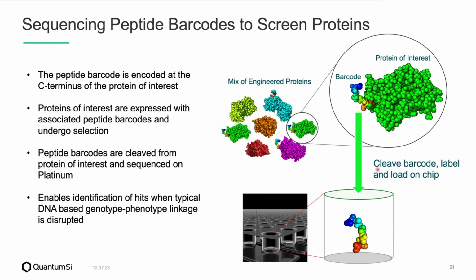Now, I think this is going to be a very helpful workflow in cases in which your typical DNA-based selection methods that have a genotype-phenotype linkage can be disrupted. This is a very common process that may happen when you're working in host systems that enable secretion. With peptide barcoding, you can continue to tag the identification to the full-length protein and preserve that genotype-phenotype linkage throughout the screening and selection process.